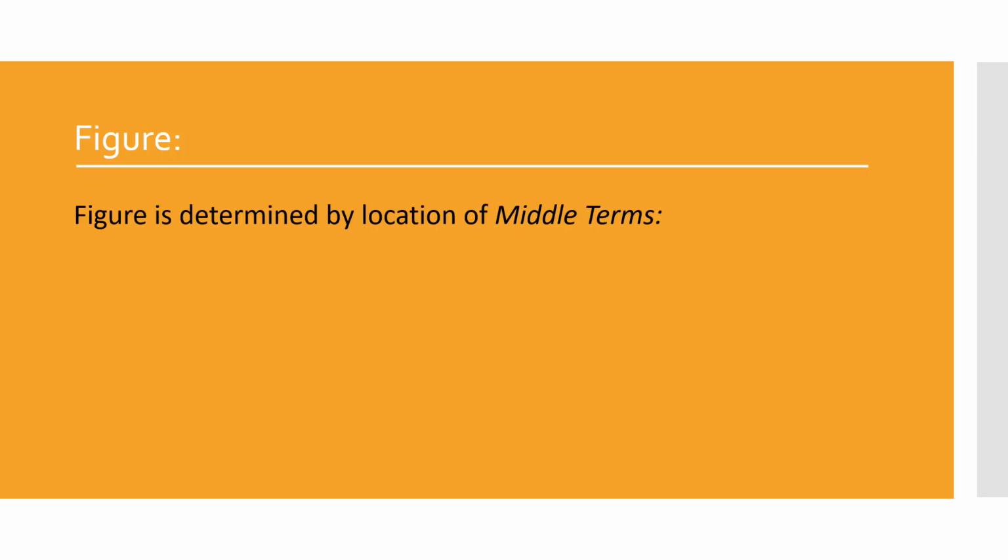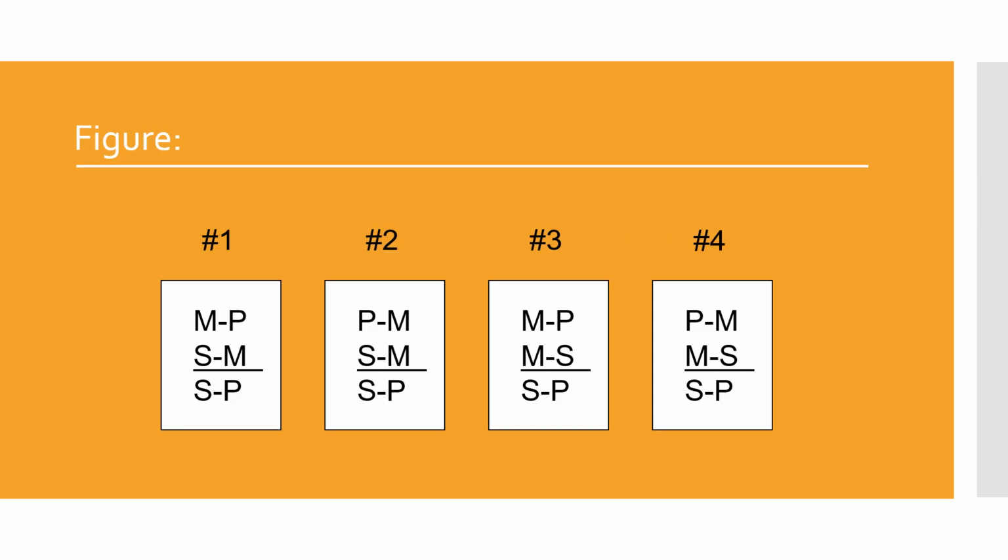So we've figured out how to solve for the mood of an argument, and the next thing to do is talk about its figure. The figure is determined by the location of the middle term in any categorical syllogism. And it turns out, if you think about it, that there are only 4 possible places that the middle term could show up. In each case, a middle term has to show up in both premises. So there should be one middle term in the major premise and one middle term in the minor premise. And as a result, there are only 4 possible ways in which you could have this. So for figure 1, we give them numbers.